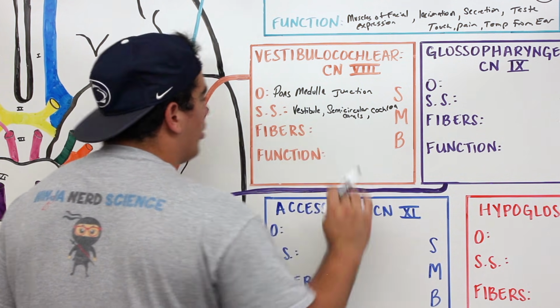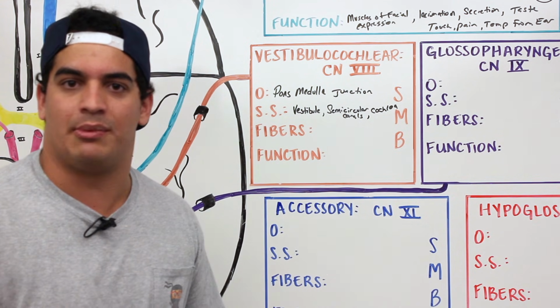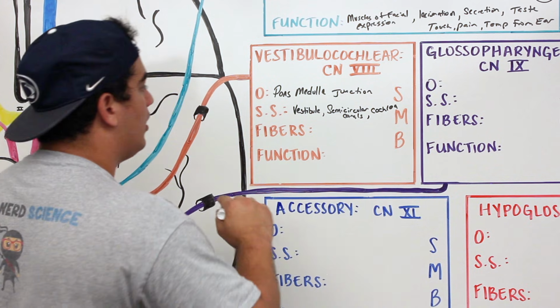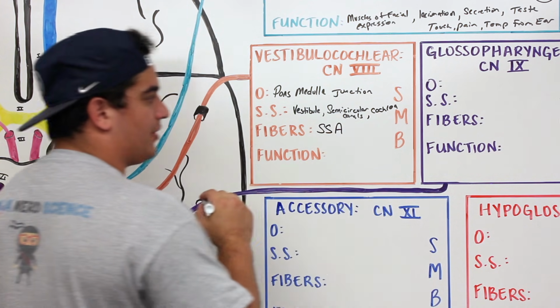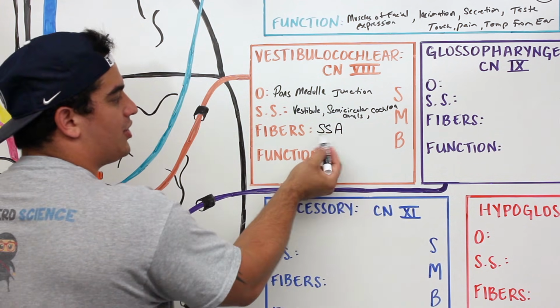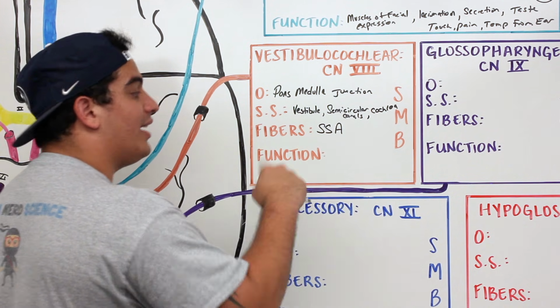Now, what type of fibers are these? Because the vestibulocochlear nerve is so special, and it's taking sensory information into the central nervous system, it's a special sensory afferent, okay? So it's a special sensory afferent fiber. The only two special sensory afferents are going to be the optic and the vestibulocochlear. Special visceral afferent is olfactory and gustation.